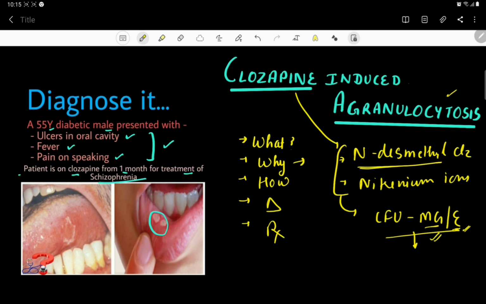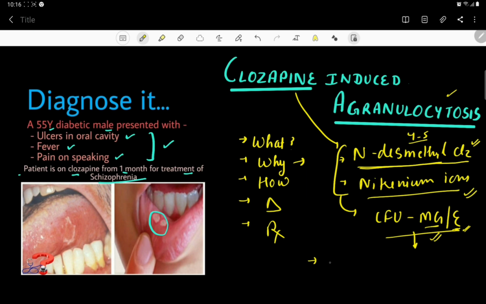And one more thing, for development of N-desmethylclozapine, the dosing that is required is around 4 to 5 times of the normal dose that we use. Then these nitrenium ions can develop at a normal dosing, like the dose that we use for the patients in schizophrenia. There are some other mechanisms for development of it, like this clozapine, due to these ions.